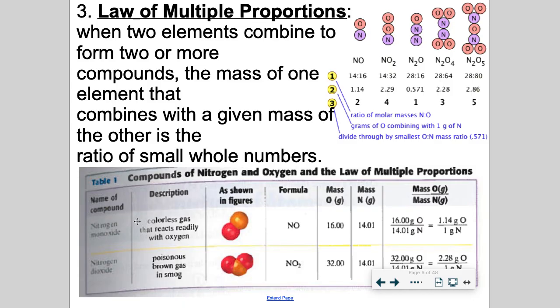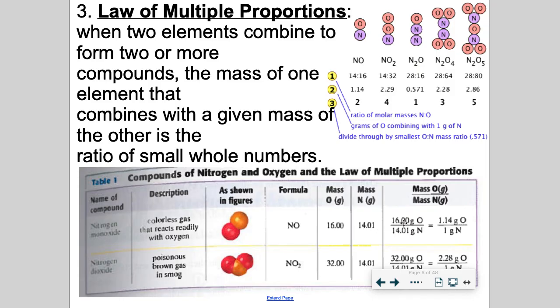Your book deals with, I think, carbon dioxide, and this is nitrogen and oxygen. So here I have nitrogen monoxide, one nitrogen and one oxygen. It just talks about the description of nitrogen monoxide, a colorless gas that reacts readily with oxygen. So one of each. The formula is NO. The mass of oxygen on the periodic table is 15.99, so they round to 16. The mass of nitrogen is 14.01.